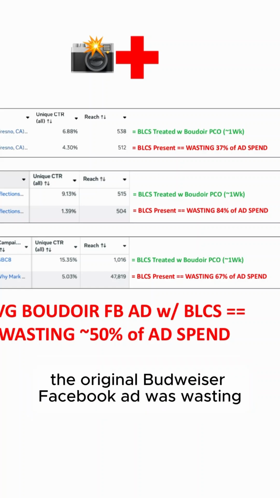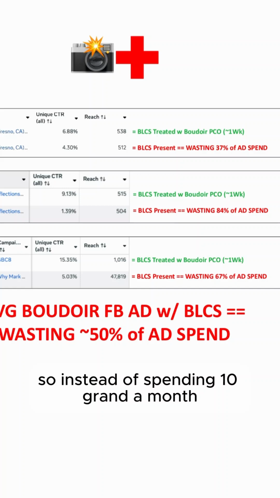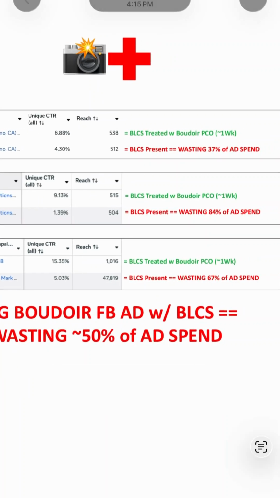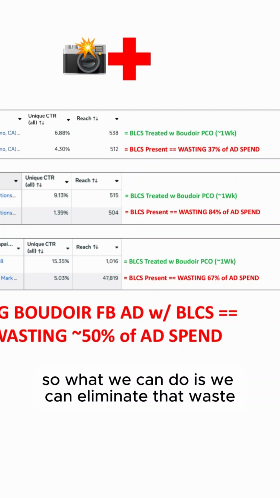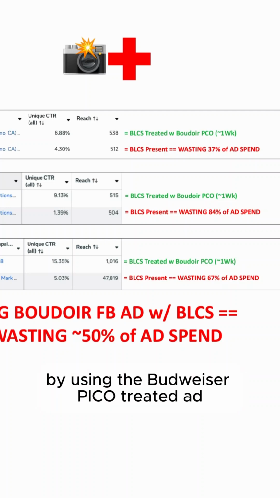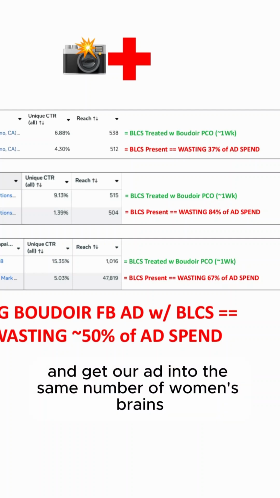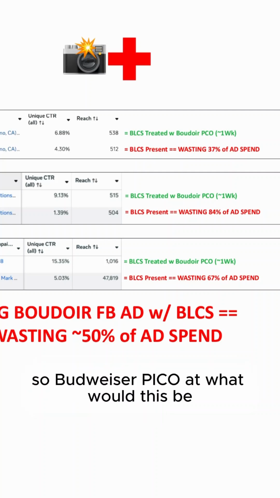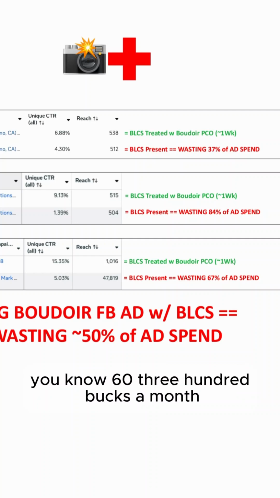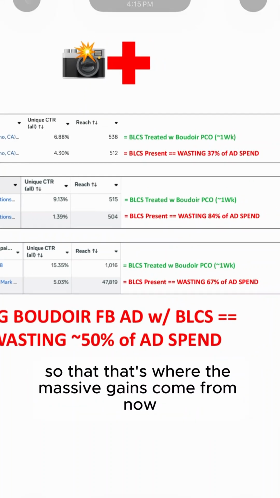So we actually found out the original Boudoir Facebook ad was wasting 37% of its ad spend. So instead of spending 10 grand a month on their Boudoir Facebook ads, $3,700 every single month was being wasted. So what we can do is eliminate that waste by using the Boudoir Pico treated ad and spend the difference instead and get our ad into the same number of women's brains as the original at 10 grand a month. So Boudoir Pico at, what would this be, $6,300 a month, will get into the same number of women's brains as the original at 10 grand a month. So that's where the massive gains come from.